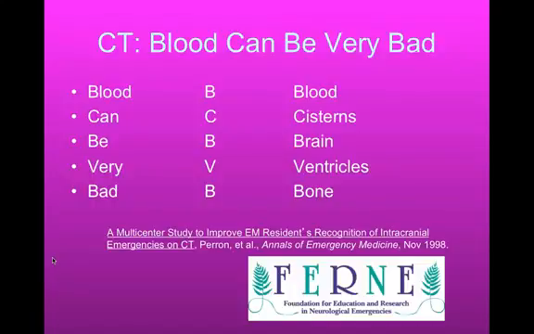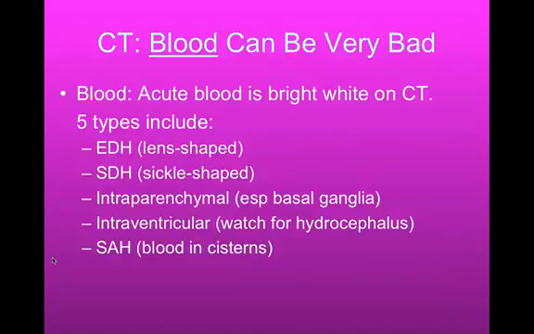So with that mnemonic, you're going to take a look at the CT scan and look specifically for blood. You're going to look at these cisterns. You're going to look at the brain tissue itself, looking for symmetry and some other things. You're going to look at the ventricles and finally look at the bone. And when you've done all that, you're done. Easy, right?